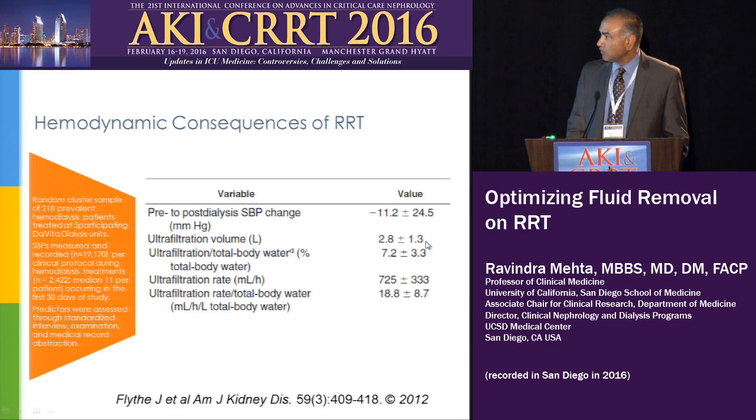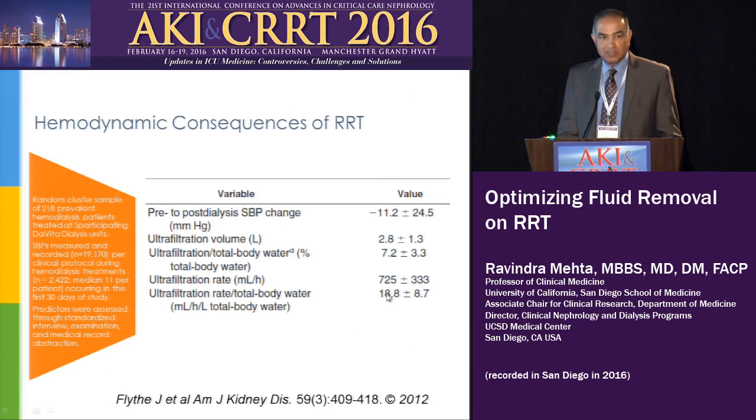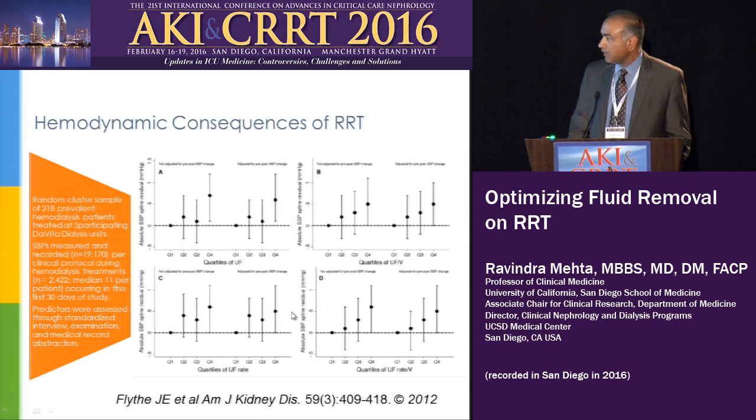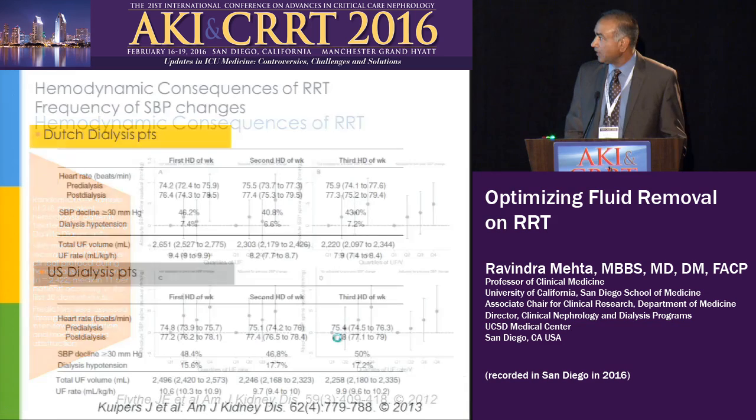The ultrafiltration volume is about 2.8, as a proportion of the total body water, and you can see the rate in mLs per hour. So about 725 mLs per hour, which means in about 4 hours you would be removing about 3 liters of fluid. But what that translates into, when you look at the consequences, is here are the quartiles of ultrafiltration rate: the higher the ultrafiltration rates in each of these patient groups, the higher the chances of adverse outcomes. So this is an absolute systolic blood pressure spline, but you have worsening outcomes related to this.